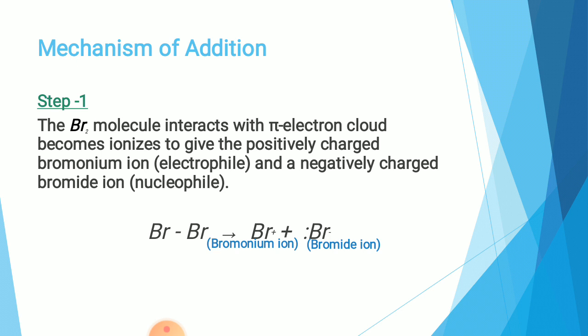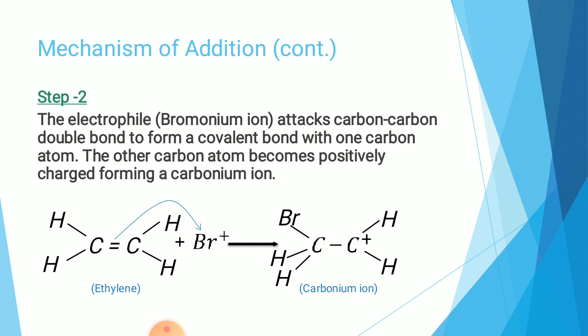So what happens here, in the first step, the bromine molecule interacts with the pi electron cloud. So the bromine molecule is ionized. After ionization, it is divided into two parts. One part is the positively charged bromonium ion, which is an electrophile, and the second part is a negatively charged bromide ion, which is a nucleophile. Then come to step 2.